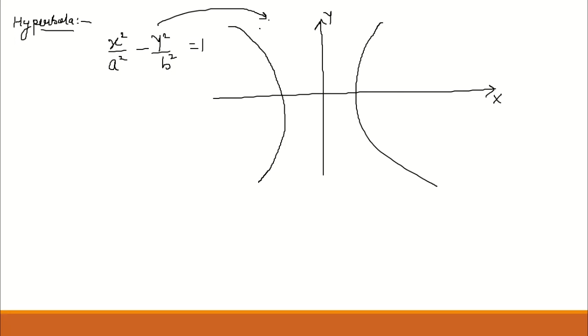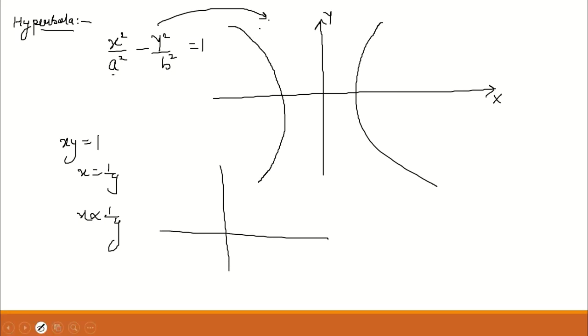We will not bother about a and b here. We will not have any x axis or y axis or major axis, minor axis. There is also the equation xy is equals to 1, x is equals to 1 upon y, or x is inversely proportional to y. Then we will have a graph which is said to be a rectangular hyperbola. This is said to be a rectangular hyperbola.